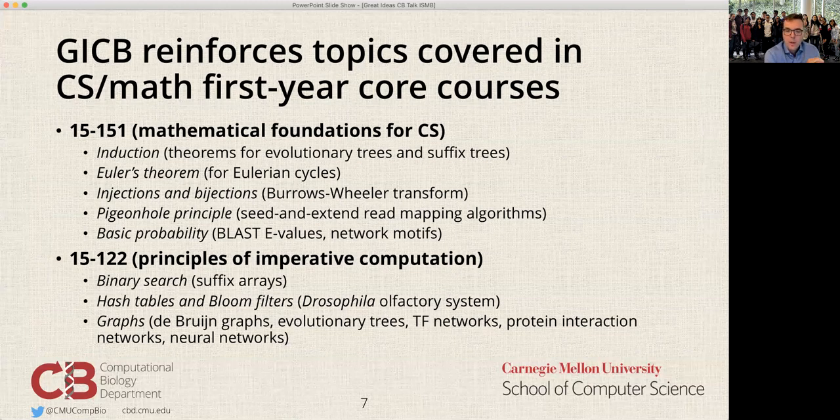We also tie in well to the second programming course that students take, which many of them are taking in the spring concurrently with their class. So topics like binary search, which is taught simply from the perspective of the algorithms in this programming course, students see binary search from the perspective of suffix array-based pattern matching used for mapping reads to a genome. They also see hash tables and Bloom filters, and networks, which they learn about in that course, occur throughout our course in a variety of different contexts, whether it's de Bruijn graphs, evolutionary trees, or things like protein interaction networks as well.